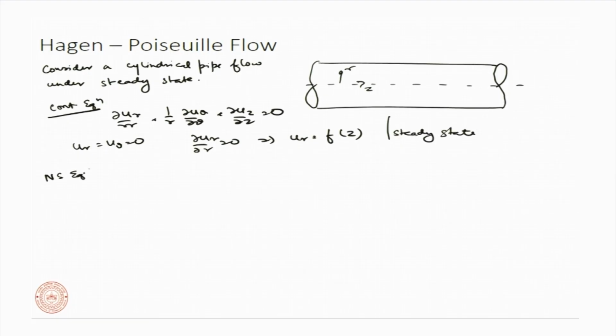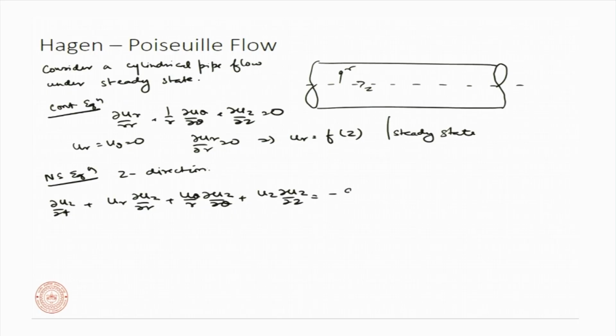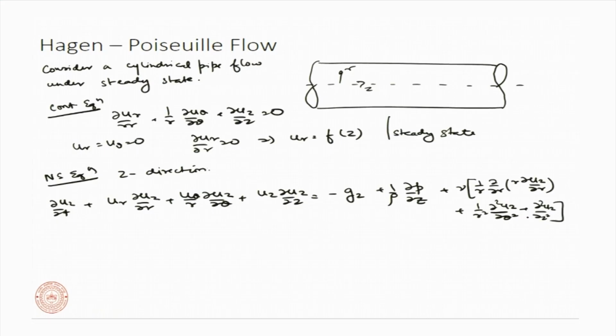Now, let us look at the NS equation along the z direction. So, if you take the z direction for the NS equation, then you have del u z by del t plus u r del u z by del r plus u theta over r del u z by del theta plus u z del u z by del z equals minus g z plus 1 by rho del p by del z plus nu times 1 by r del by del r of r del u z by del r plus 1 by r square del square u z by del theta square plus del square u z by del z square. Okay. So, this is our entire NS equation.